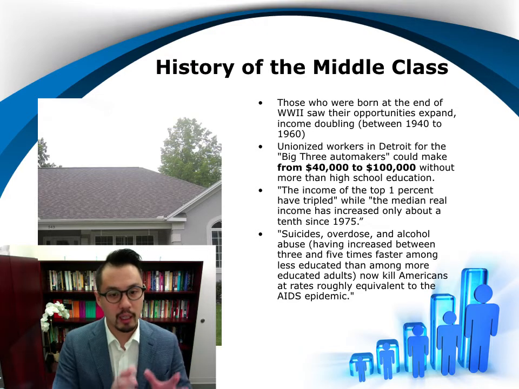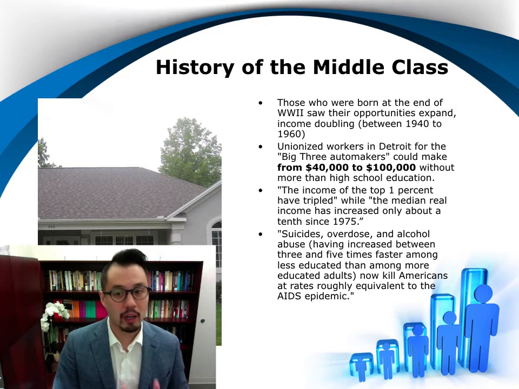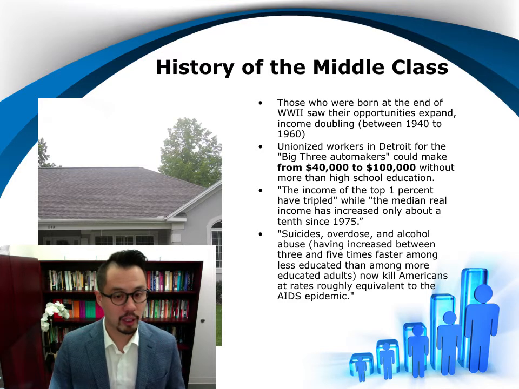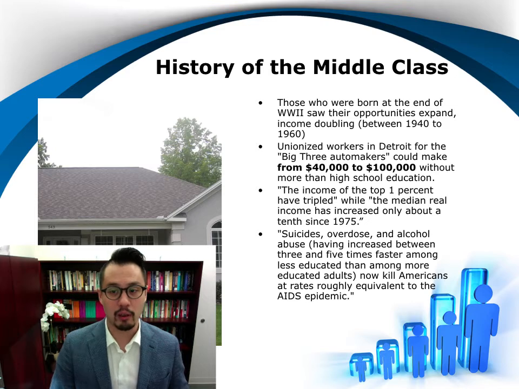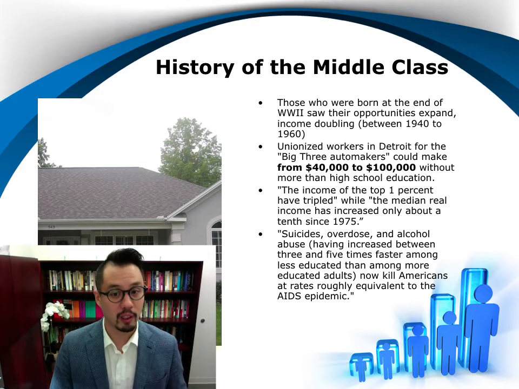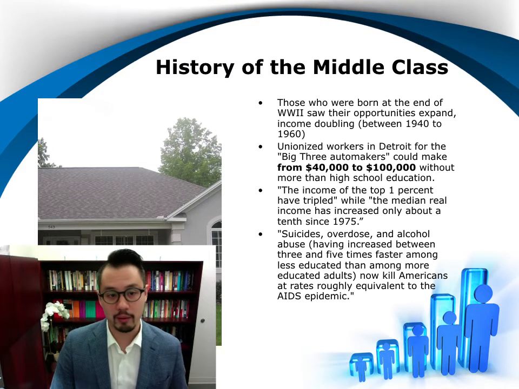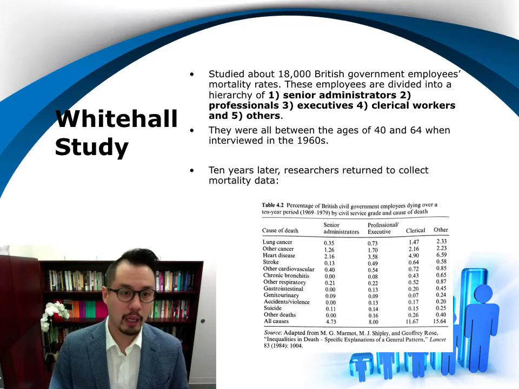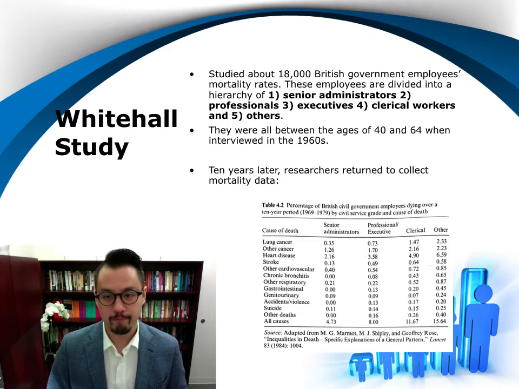So we can see that suicides, overdose, as well as alcohol abuse increased about 3 to 5 times faster among less educated adults in the United States, and now kill Americans at a rate roughly equivalent to the AIDS pandemic not too long ago. So Michael Marmot and others have provided some of the best evidence showing the connection between class and health in what is now called the Whitehall study.